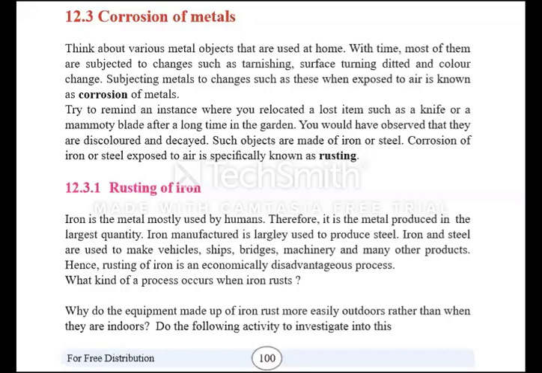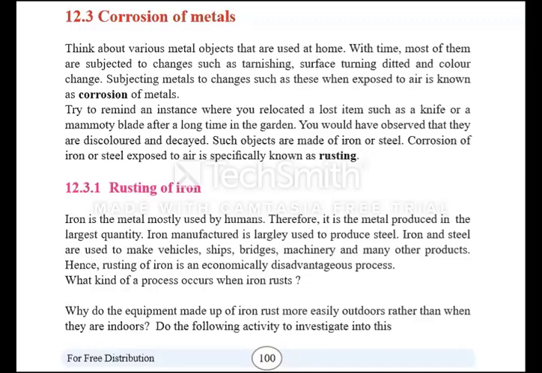If you look around at the objects which are made using metals, you can see that with time most of them have changed. These objects could be nails made up of iron, the blade of the mammoty, a knife, or chains and cogwheels. Anything that is made up of a metal would change with time. So what are these changes?